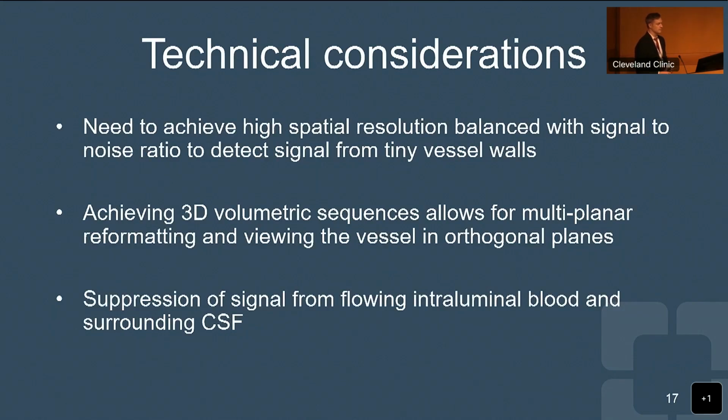This allows for multiplanar reformatting, viewing the vessels in multiple orthogonal planes. This can be very helpful to further characterize the degree of pathologic involvement. Is it concentric, is it eccentric, is it irregular? And also to help rule out if there's some sort of mimic or some sort of artifact. Is there a vein traversing the vessel that we can only see in a different plane? The last thing that's very important is we need complete suppression of the signal from flowing intraluminal blood and the surrounding CSF, so the signal that we're seeing, we're sure is coming from the vessel wall.